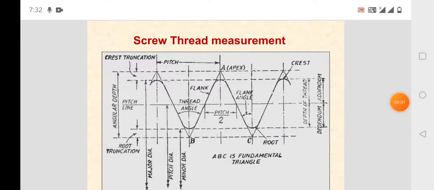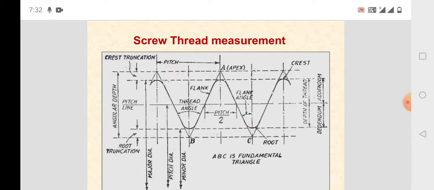Students, last time we have seen the angular measurement and the various things which are used for the measurement of the angles, or checking the angles, or inspecting the angles. Today we'll see the screw thread measurements.